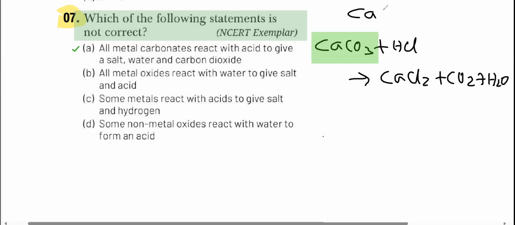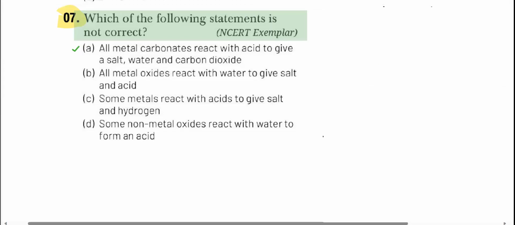It could be Ca(HCO3)2, right? The products remain the same. The three products formed here are a metal salt, carbon dioxide, and water. Now we have to look for an incorrect statement.